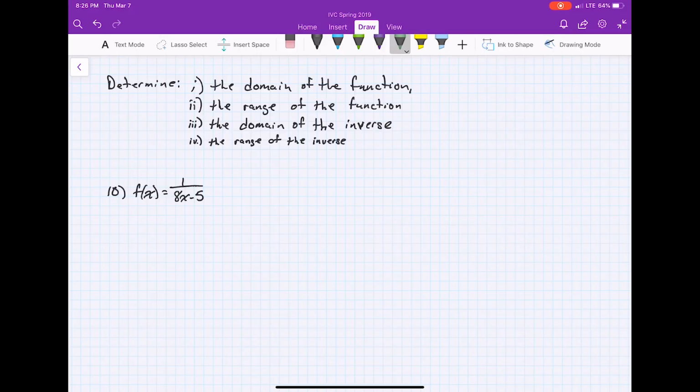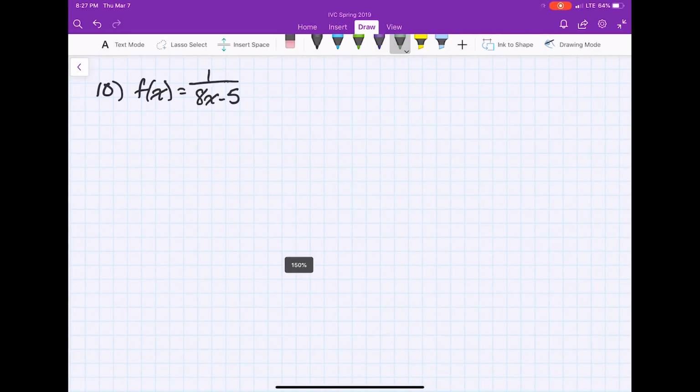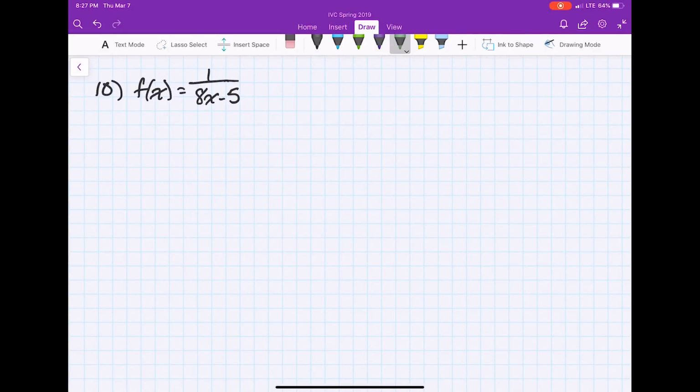All right, so for these next couple, we are going to find these 4 things: the domain of the function, the range of the function, the domain of the inverse, and the range of the inverse. So let's start with the function and find the domain. Well, first we can see that it can't be all real numbers because we have a fraction. And if we set the bottom to equal 0, that would make it undefined. So let's find out what makes this undefined.